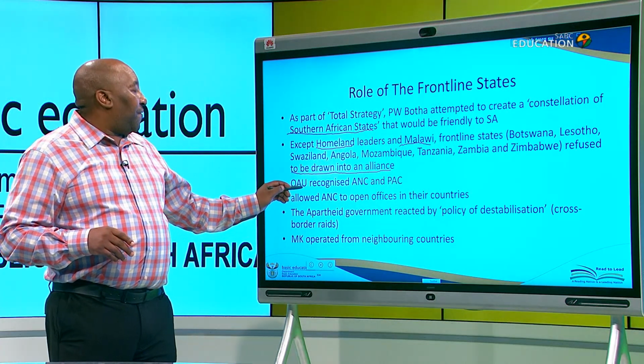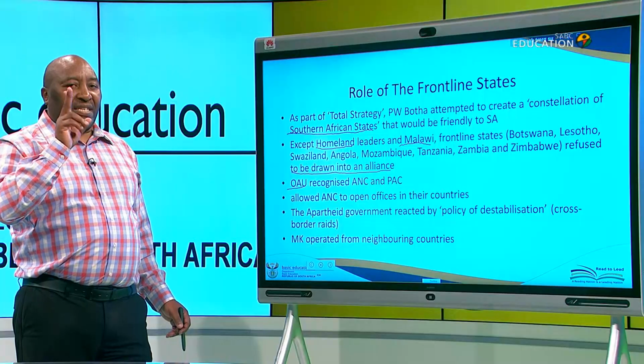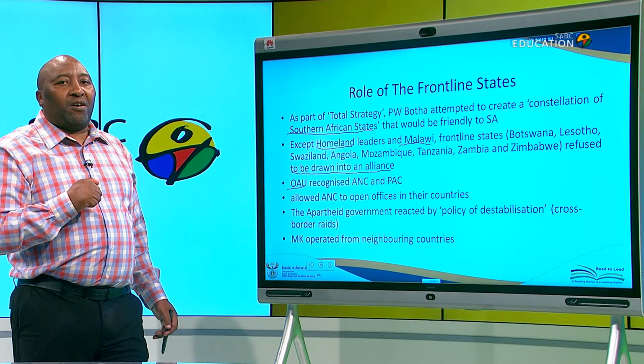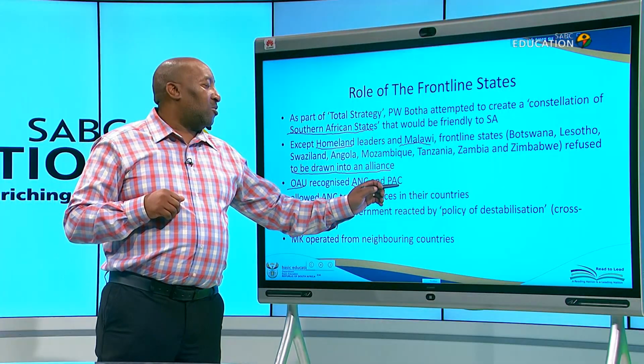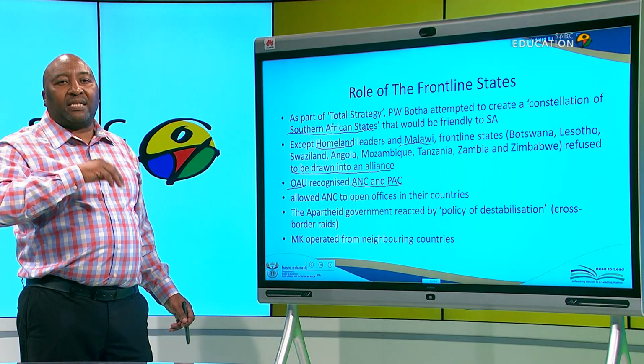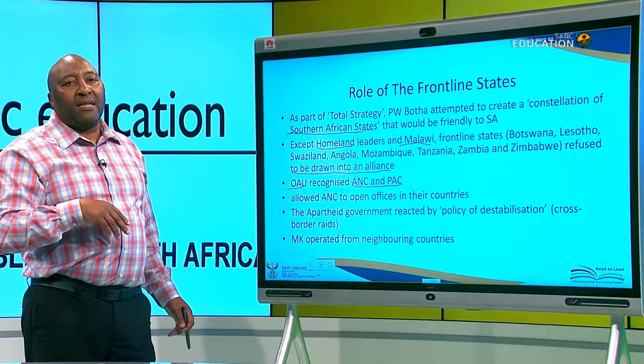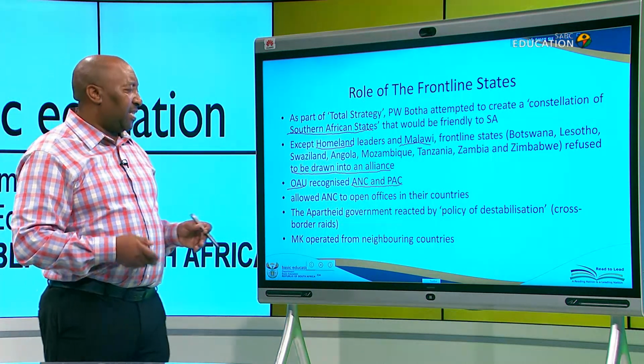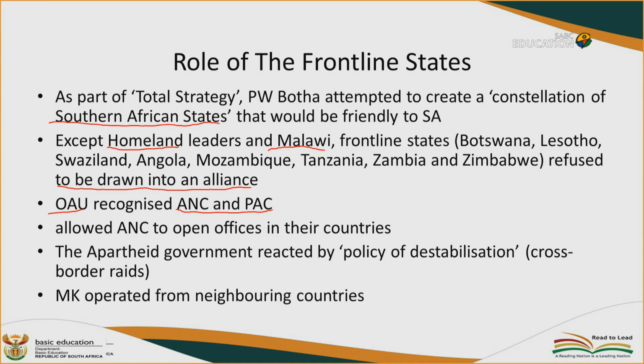The Organization of African Unity, which was established in 1963, did not recognize the apartheid government. It only recognized the ANC as well as the PAC, the opposition parties to the apartheid government, an indication that the apartheid structure was not even recognized by an African body. And what happened after the ANC and the PAC were recognized? They were not only recognized, but were allowed to have offices in the African countries to operate there.